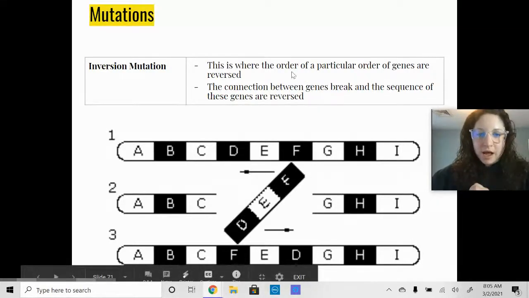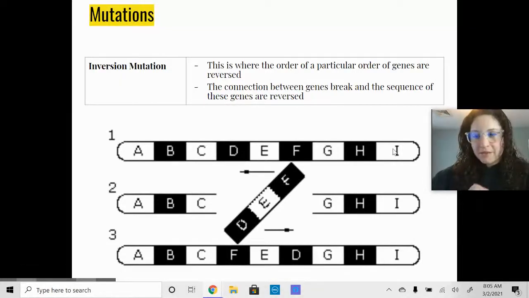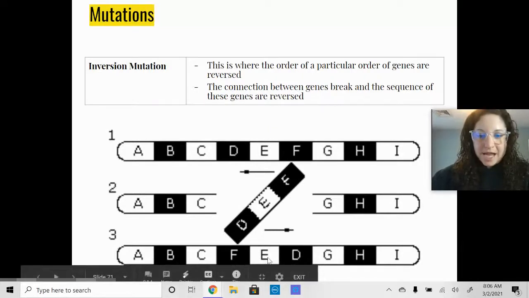So this right here, number 1, this is representing a chromosome that you have in your body. And then on this chromosome, you have genes A, B, C, D, E, F, G, H, I. Now, each of these genes can code for something. So maybe A codes for eye color, B codes for hair texture, C codes for how tall you are, etc. What's happening on this chromosome is that a couple genes are popping out of the chromosome, they're rotating around, and then they're reattaching to the chromosome.